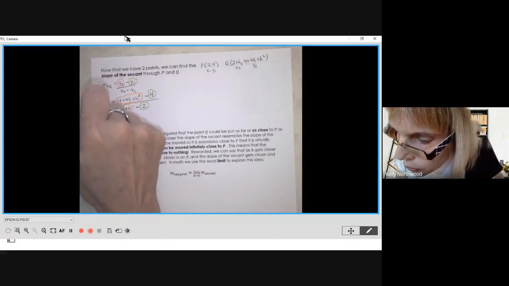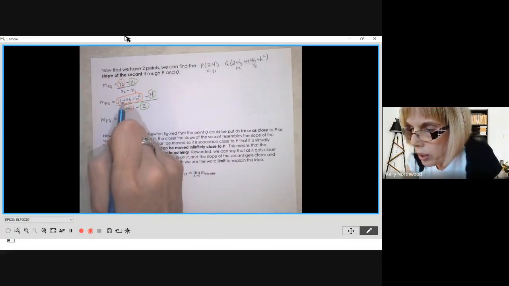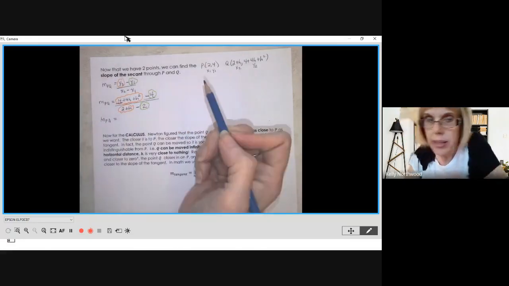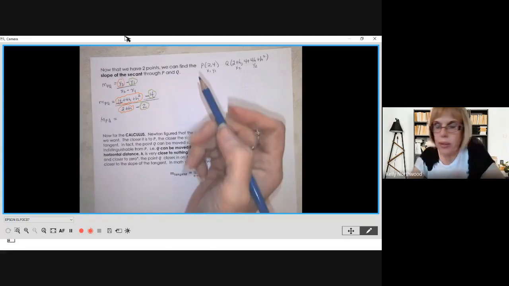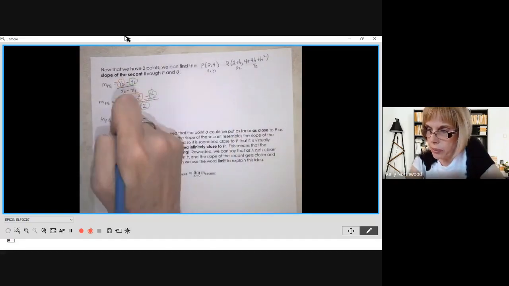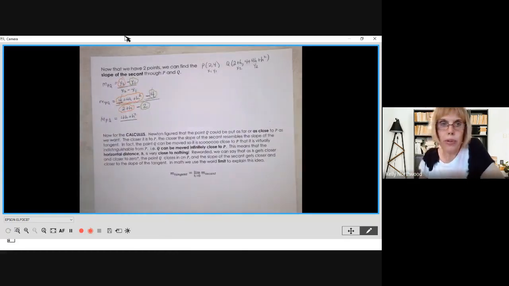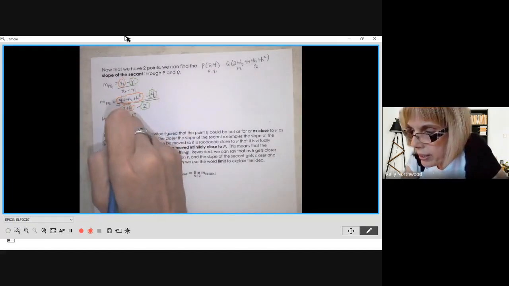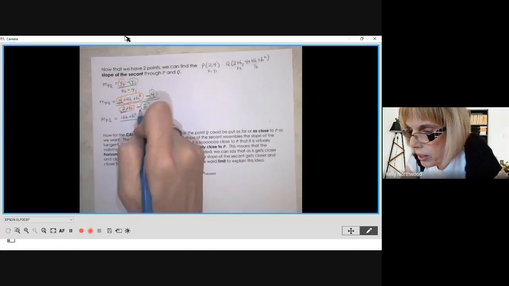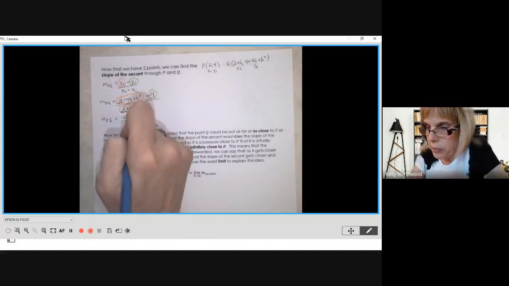Now, if you look in the numerator, something nice happens here. We've got our 4 and our minus 4. And when we add those together, we get 0. So it's like a 0 pair. 4 minus 4 is 0. So we're just left with 4h plus h squared in the numerator. And in the denominator, the same kind of thing happens here. We have the 2 and the minus 2 that also add up to 0. And we're left with h.